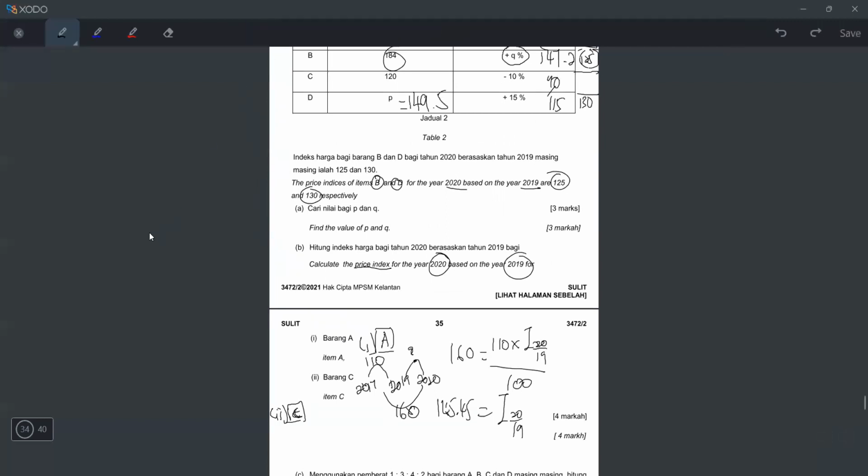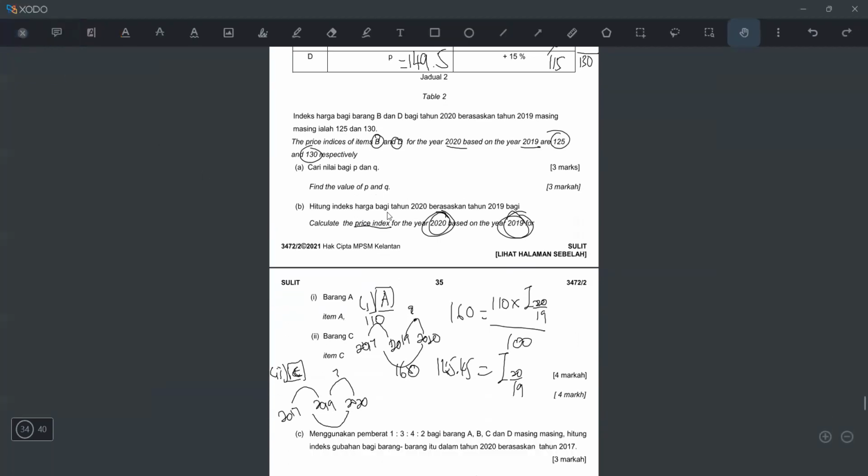So how? Got the answer? Okay, let's discuss. For C, how to find? Same thing, you will draw a smiley face. You write 2017, 2019, 2020. What I want is the price 2020 over 2019, which means I want this part, the right eye.